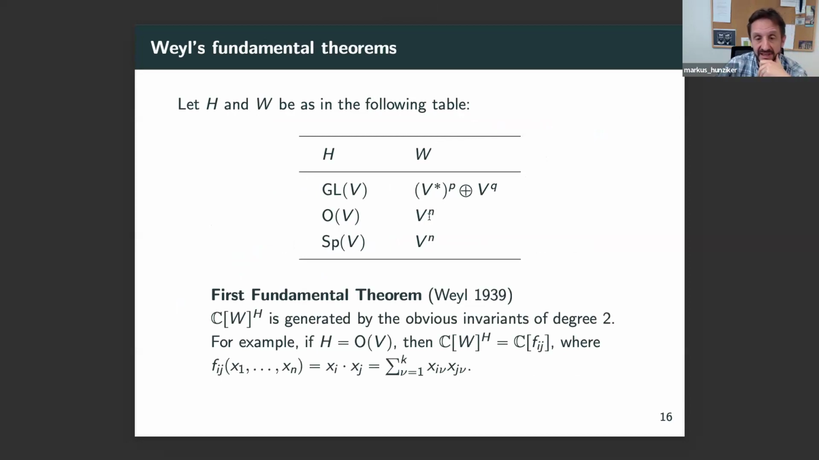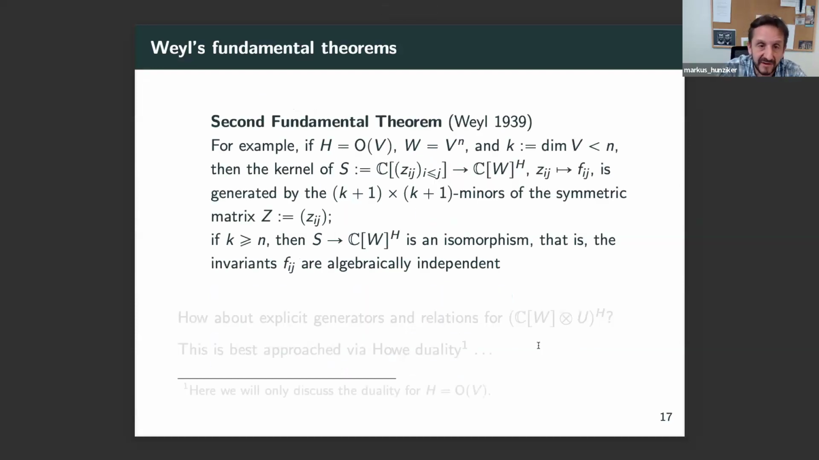So then Weil's first fundamental theorem for these 3 groups says that the invariant ring is generated by the obvious invariants, namely, for example, for the orthogonal group, the dot products. You take the ith vector and dot it with the jth vector, that's an invariant. And then the theorem is that these obvious invariants generate the invariant ring. What about relations? Well, the relations are addressed in the second fundamental theorem. And this links directly up with what we had earlier in our prelude, that the relations among these generators are given by the k plus 1 times k plus 1 minors of a symmetric matrix.